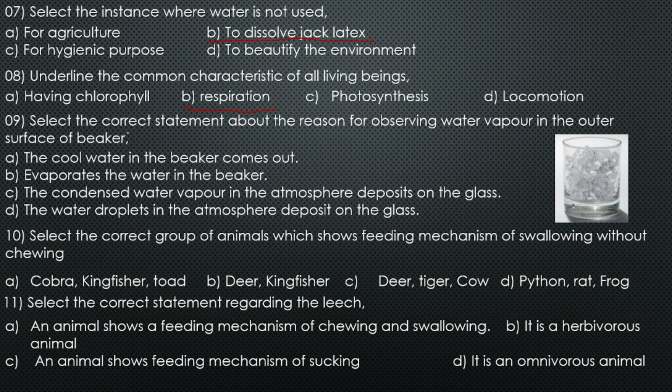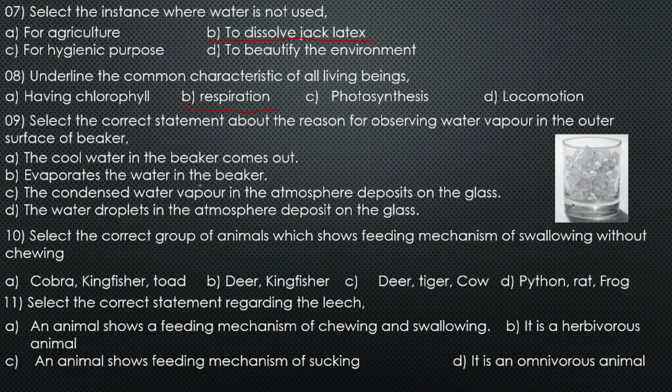Question number 9. Select the correct statement about the reason for observing water vapor on the outer surface of the beaker. Look at this beaker, it's a glass actually, and you can see tiny droplets deposited on the surface of the outer layer of this glass. Inside there are so many ice cubes. Let's read the answers. The cool water in the beaker comes out. That never happens, it cannot come out. So that one cannot be taken as the answer.